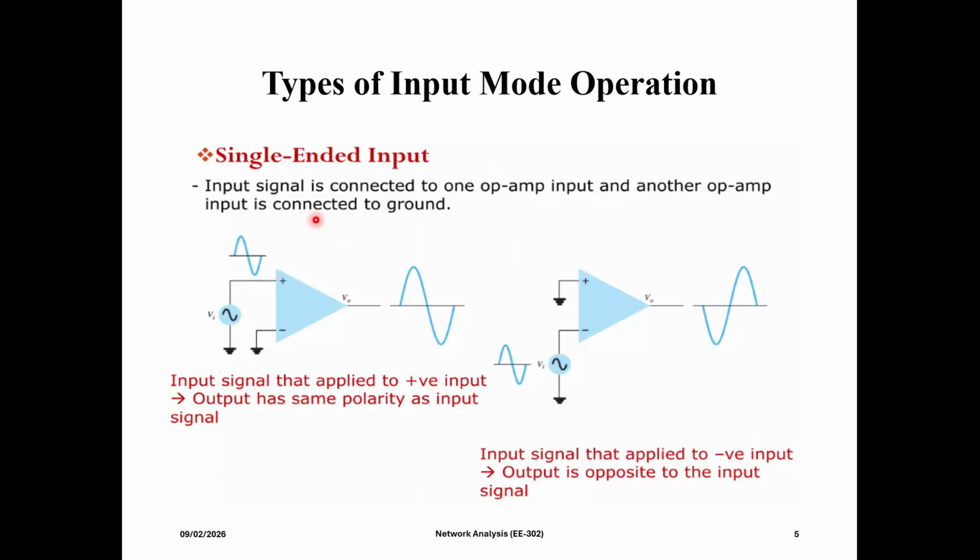Now we will go through the different ways we can feed signal into an operational amplifier, that is known as input mode operation. Okay, so there are 3 main types we will look at: single-ended input, double-ended input, and common mode. The first one is the single-ended input.